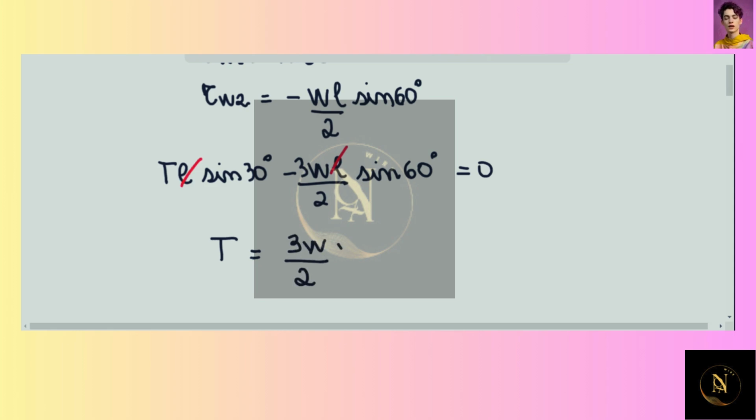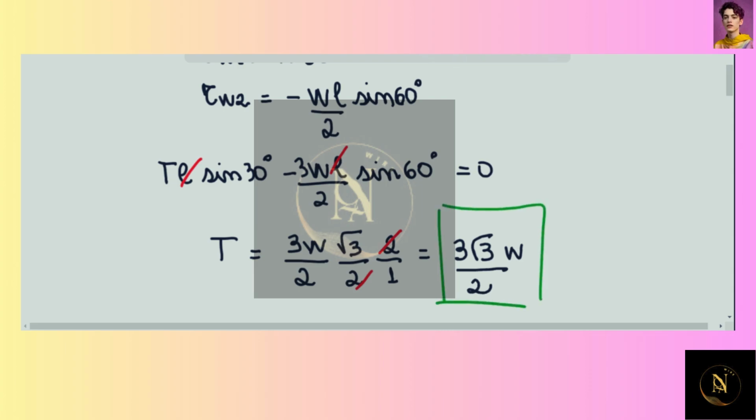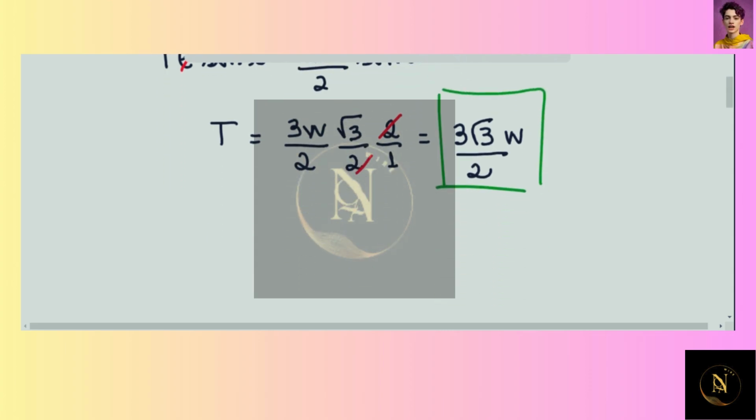The sine of 60 is the square root of 3 over 2, while the sine of 30 is 1/2. So T is 3 square root of 3 W over 2. This is the magnitude of T. That's the first answer we needed. The second one is the total force of the pivot.